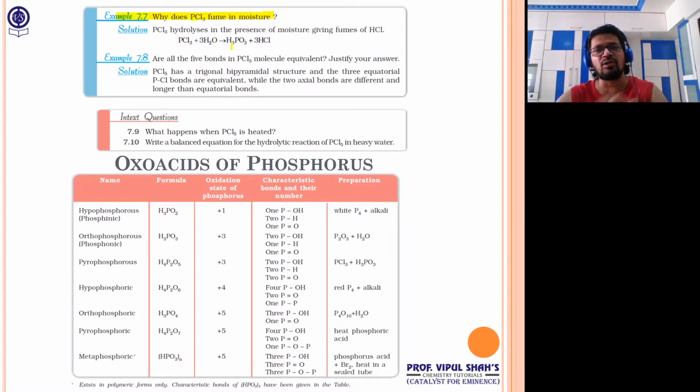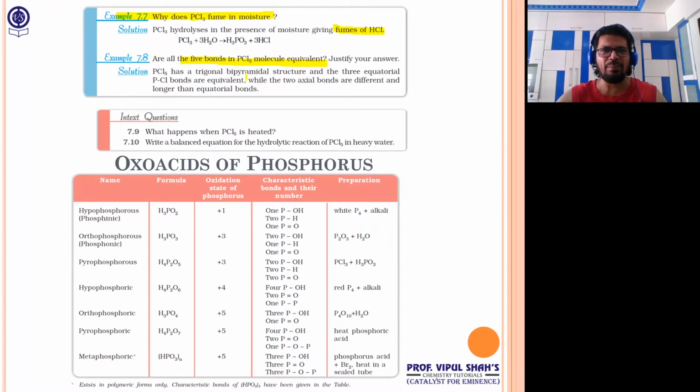So the fumes are because of HCl. Okay, that's the part. Second, are all 5 bonds of PCl5 equivalent? Answer is definitely no. We discussed axial bonds are longer than the equatorial bonds to minimize repulsion. So that's the same thing.